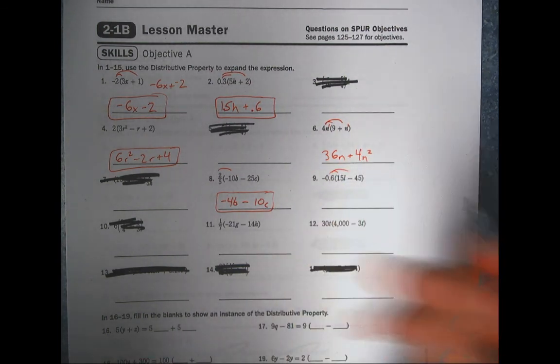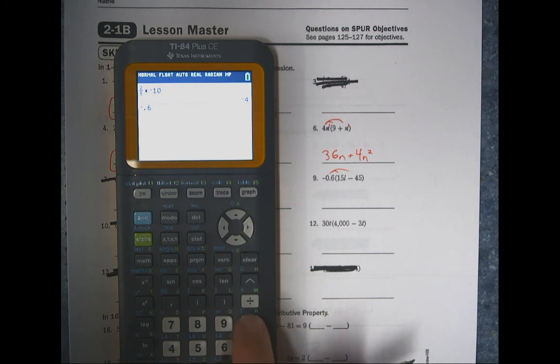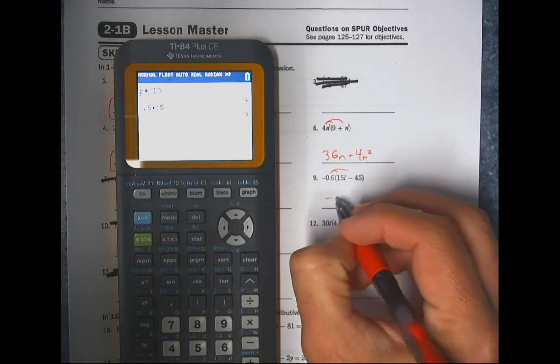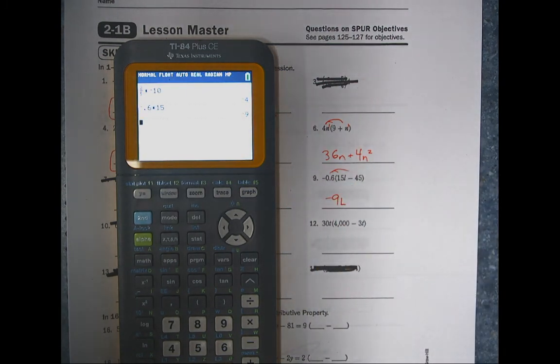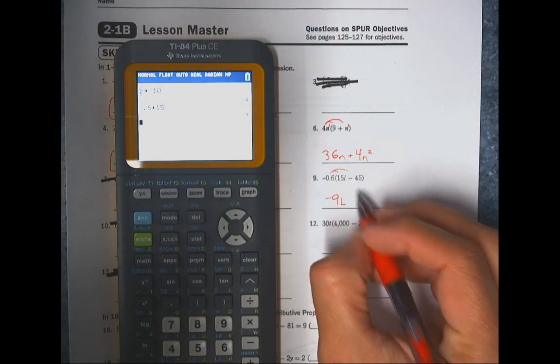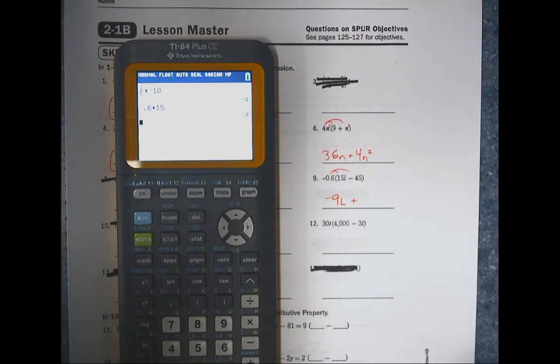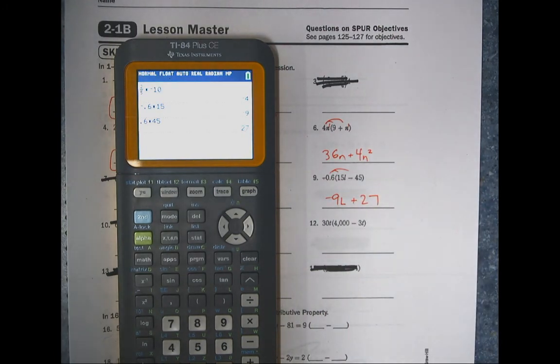Okay, real straightforward here. Just dealing with the decimal, so -0.6 times 15. That's -9, and that's an L. I'm going to make it a capital L just so it doesn't look like a 1 or anything else. And this is a negative times a negative, so this is going to be a plus. 0.6 times 45 is 27.